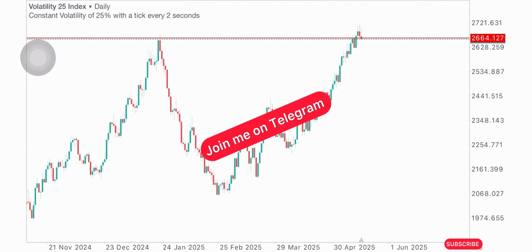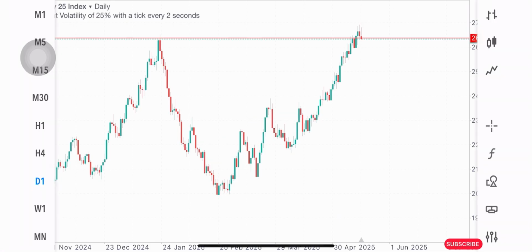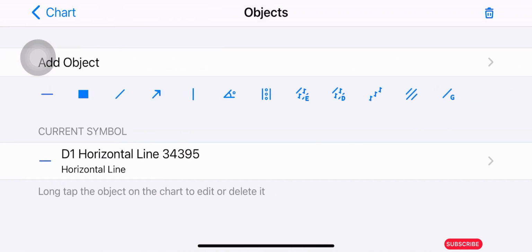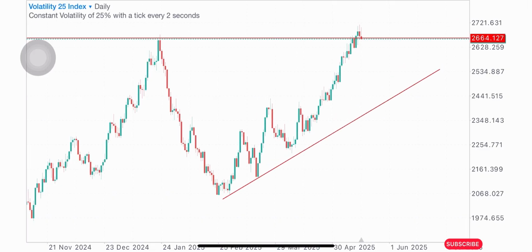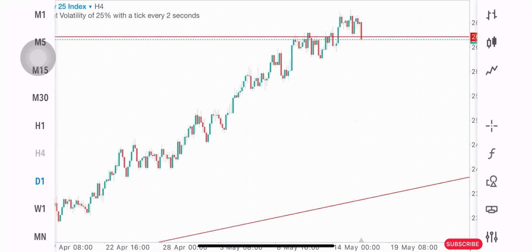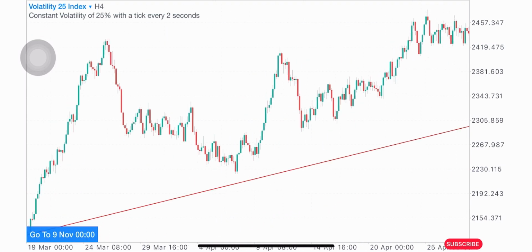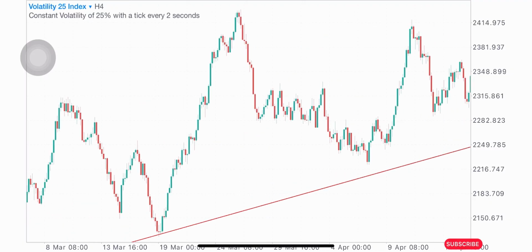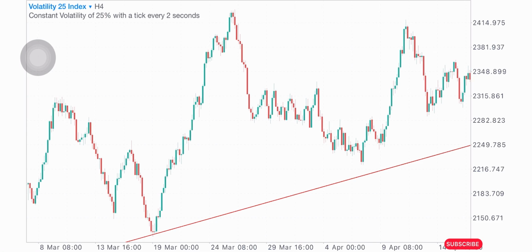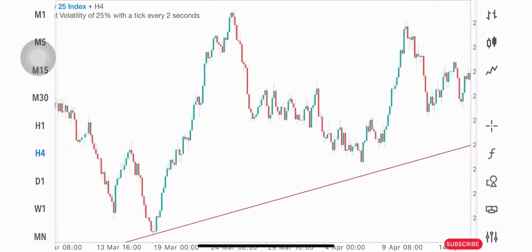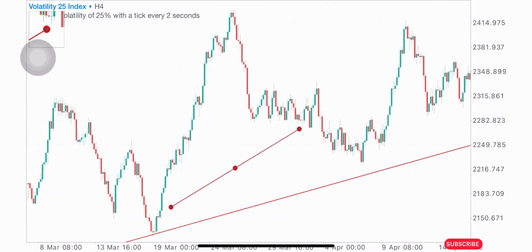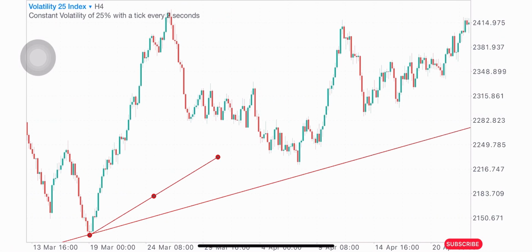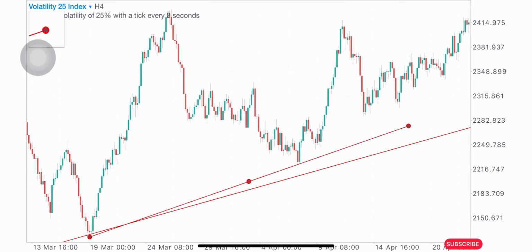Now the next thing is that I want to put in some trend lines. As you can see, I will be drawing the trend line from the daily to the 4 hours time frame, and I will be marking all the relevant key zones I see in the market, so that whenever price comes to that area, I'll be taking my entry, or it will help me have a better idea of what the market is doing.